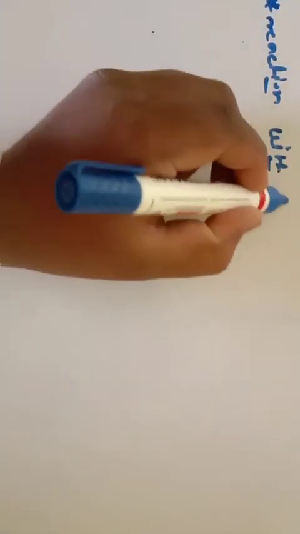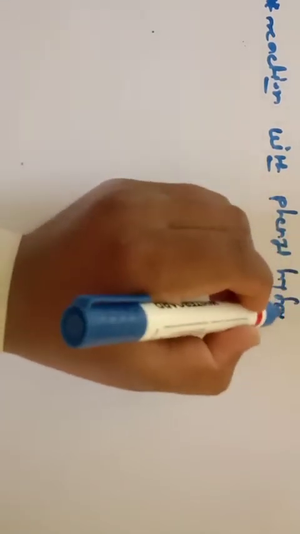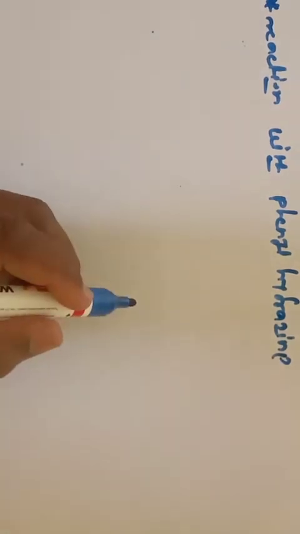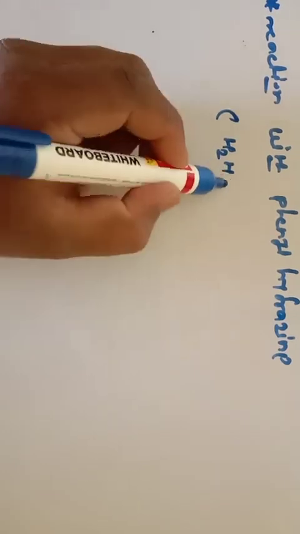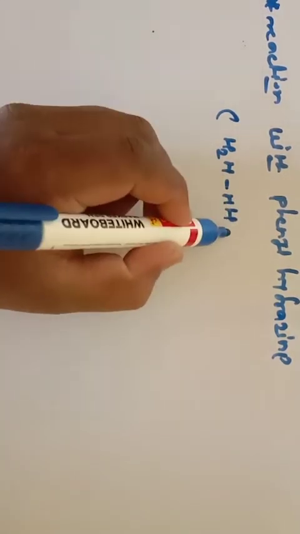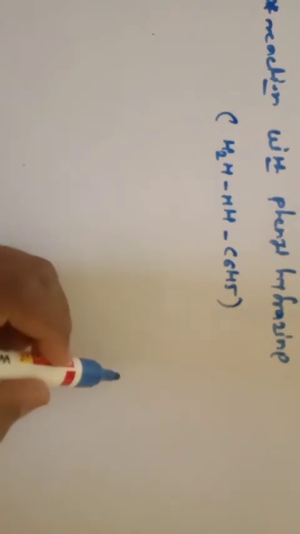phenylhydrazine. Reaction with phenylhydrazine. So what is this phenylhydrazine? This is your NH2NHC6H5. So this is your phenylhydrazine.